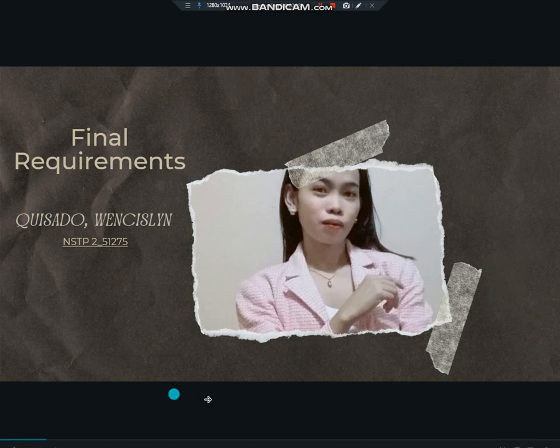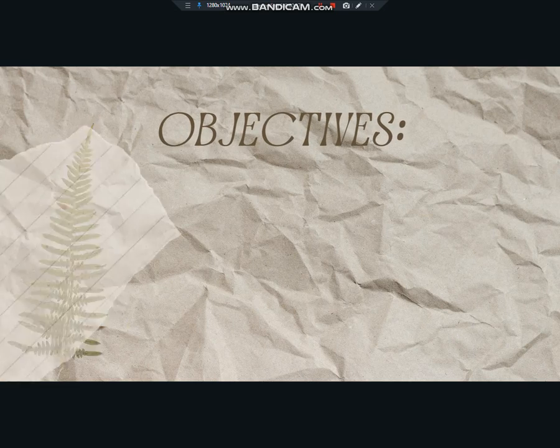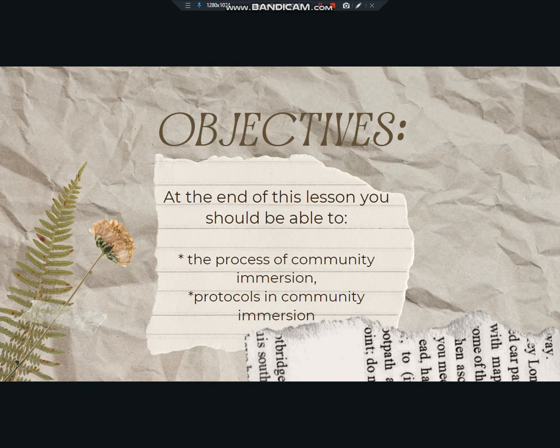Before we proceed with our discussions and go deeper, let's have first the objectives. At the end of this lesson, you should be able to, first, understand the process of community immersion. Second, you should be able to understand the protocols in community immersion.